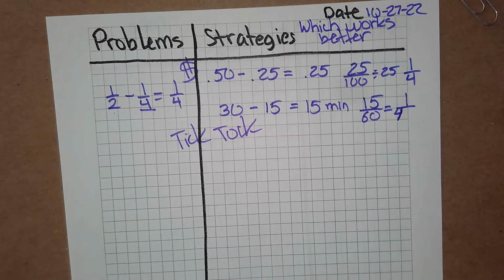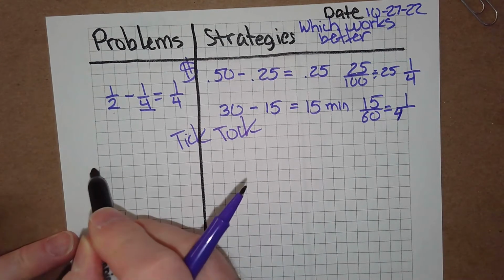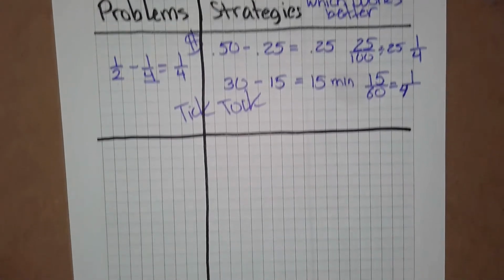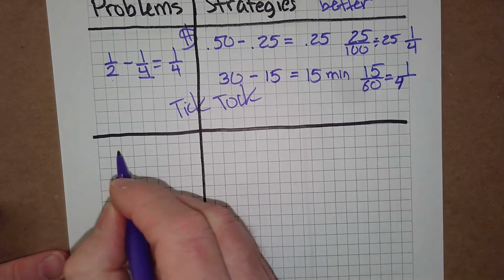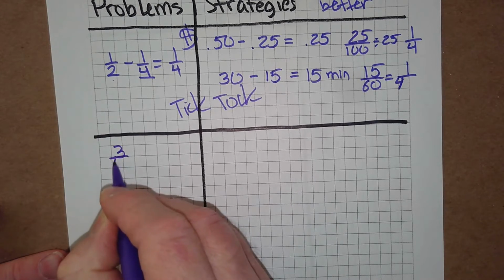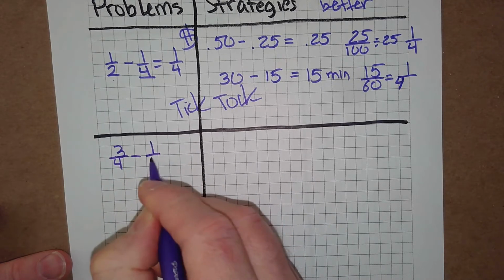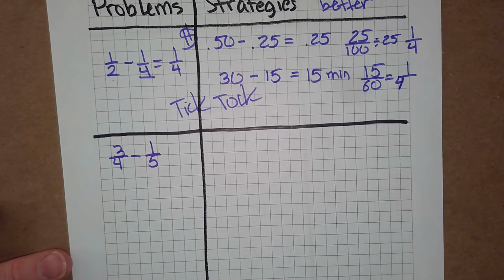Sometimes they don't. Let's try another one and see if there's a preference. And again, if you can just do it in your head, that's fine, but make sure you can back it up. Let's try this one. Read this one for us, Zach. 3/4 minus 1/5. Very good.